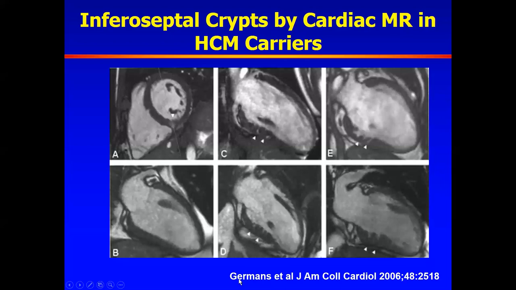An early publication from this group, Germans et al., referred to the presence of crypts as only visualized in patients with hypertrophic cardiomyopathy. There are other reports that have been published since then that showed crypts in normal individuals. Having said that, when a CMR exam is performed, ideally these should be looked for and if present reported. There are no data as of now to show that these individuals have a different outcome, so to speak, than those without crypts. There are data that these crypts may be present in patients who are carrying pathogenic genes, but there are no data to show that they develop later on the full-blown HCM phenotype.